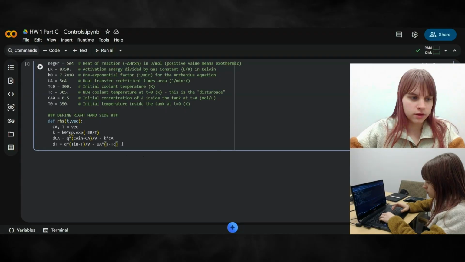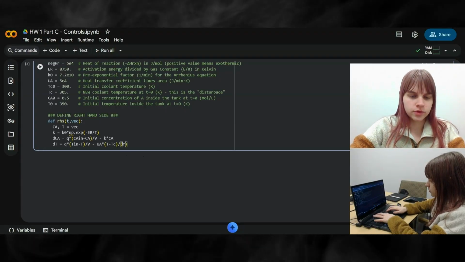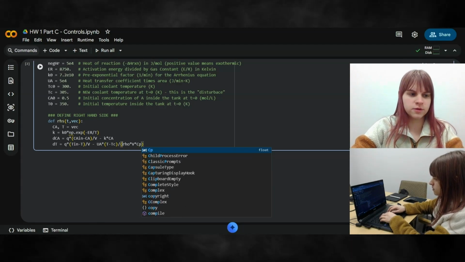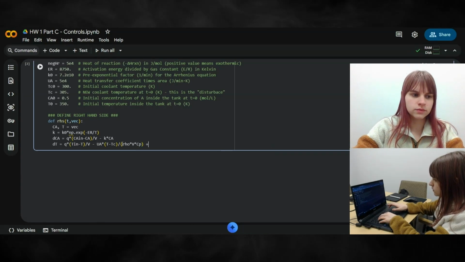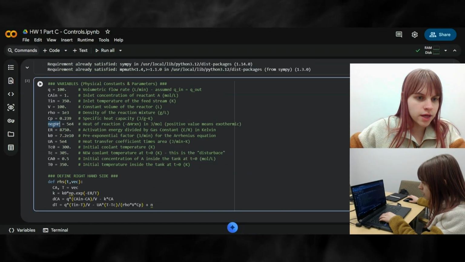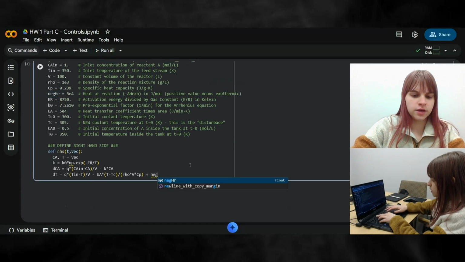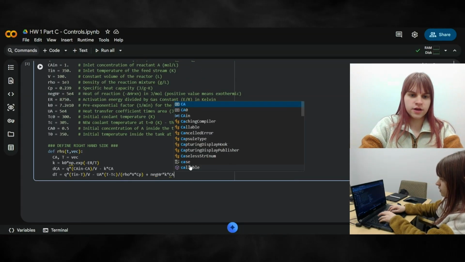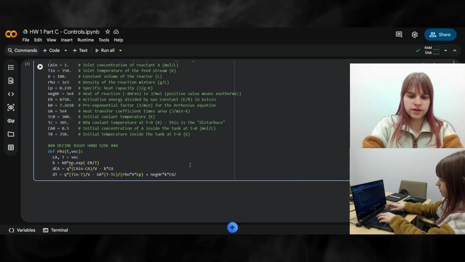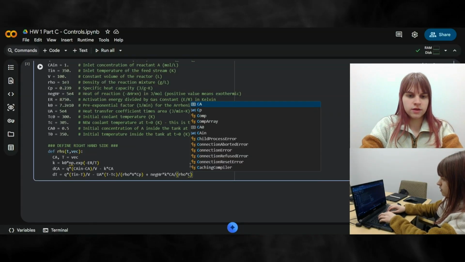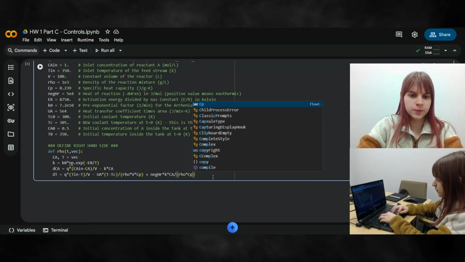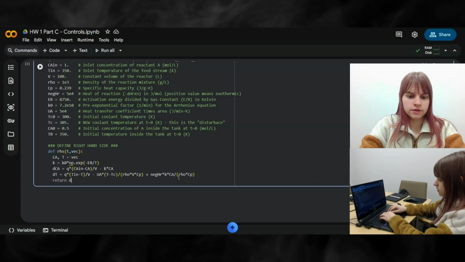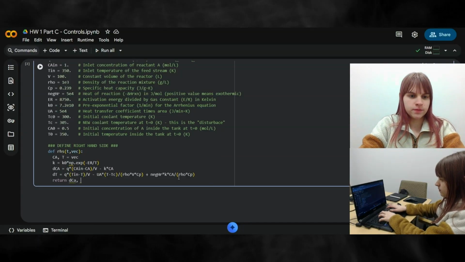And let's see, divided by rho times the volume times the specific heat capacity, plus our negative heat of reaction times K times CA, and then divide that by rho times the specific heat capacity. Return, we want dCA and dT.